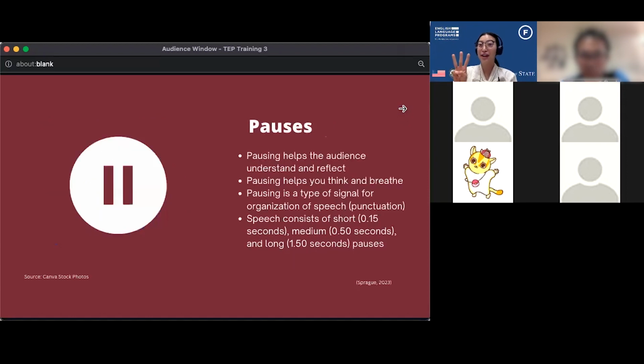Okay, the third thing is pauses. So pauses are when there's no speech, right? The space in between, the silence. Pauses are so important in a presentation or in any kind of public speaking. Why? Because they help the audience to understand and reflect.